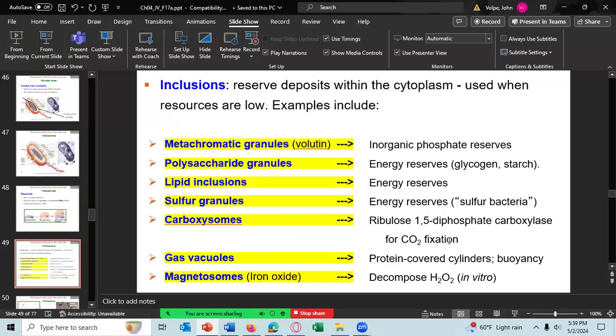Inclusions are reserve deposits that the cell is accumulating within the cytoplasm, and it accumulates to such levels that the deposit precipitates out of solution. There are different examples of inclusions. You don't need to know the different names. You just need to know that there are different examples of inclusions. That's all you need to know.